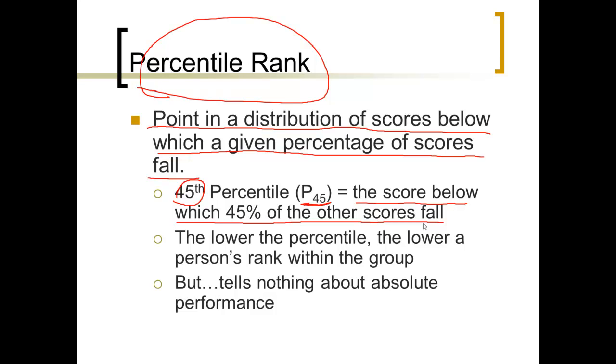And so you can kind of see, the lower the percentile, as the second bullet says, the lower a person's rank within the group. So if I'm at the 45th percentile, I didn't do too good, because only 45% of the group, less than half of the group, did worse than me. And so you want to be in the higher number of the percentile group, and this number can be anything from 1 to 100 or 99 right here.